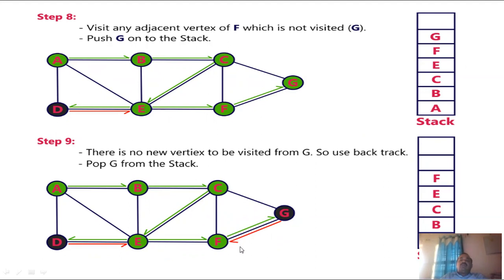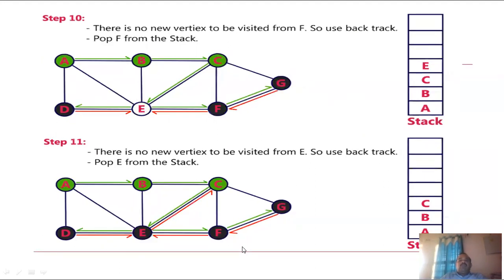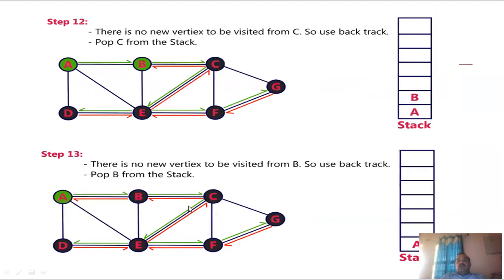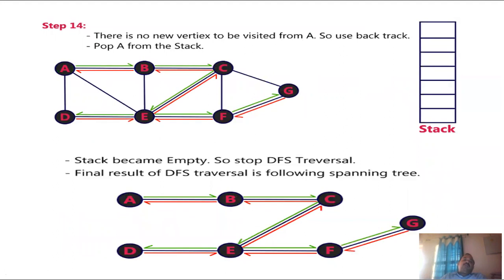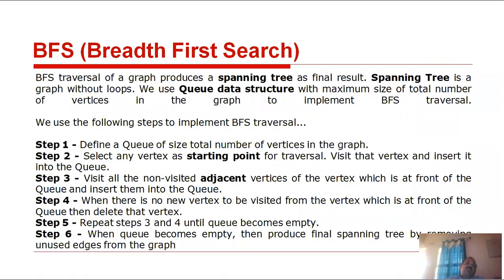So G to F, G is removed from the stack. Next, F to E, F is removed from the stack. Then E to C, E is removed from the stack. Next A, and finally we will get this spanning tree. Clear? This is the spanning tree. So using the DFS algorithm, we get the spanning tree. DFS is depth first search: we go in depth, then come back. Okay, depth first search. Next one is breadth first search.